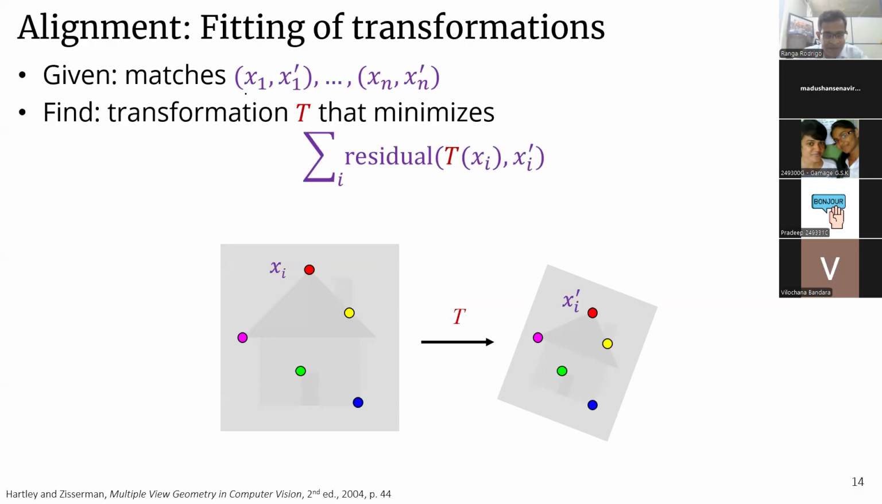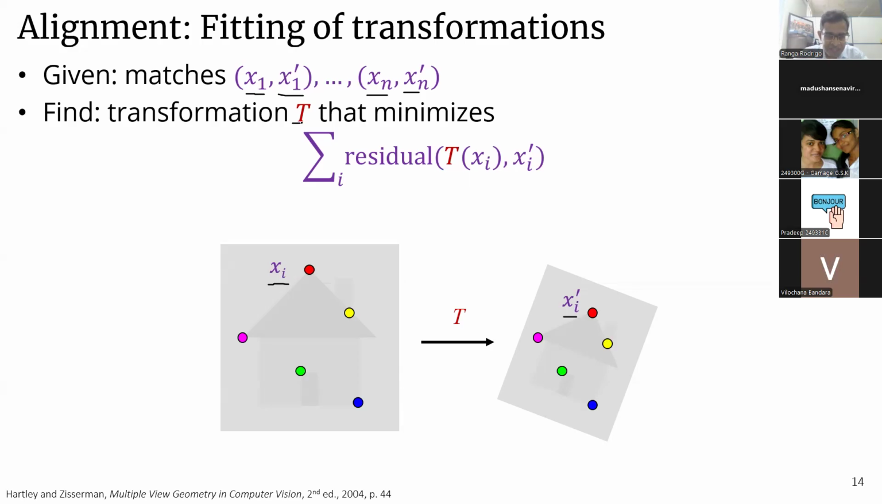So we have been given matches, x_i and x_i prime. For example, you can see this is x_i, this is x_i prime, up until x_n and x_n prime. Don't think that when you write x_i, it is just one number. It's two numbers, x and y coordinates are there.